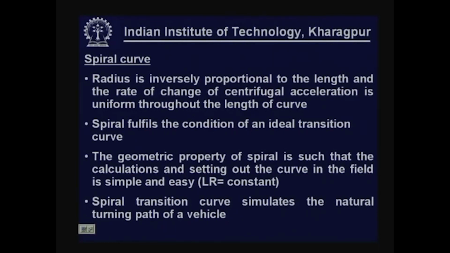Moreover, the geometric property of spiral is such that the calculations and setting out the curve in the field is simple and easy, because the equation is simple, LR equal to constant. Also, spiral transition curve simulates the natural turning path of a vehicle, a very important consideration. Therefore, spiral is used as an ideal transition curve.